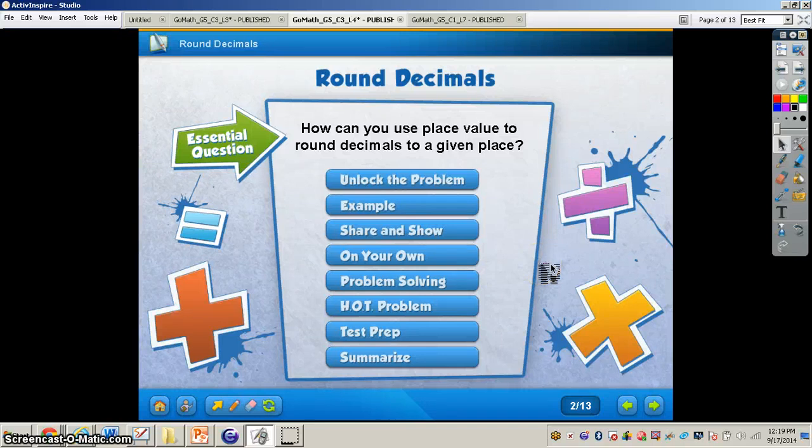In this video, we're going to be taking a look at rounding decimals. Now, the essential question that we're going to be taking a look at is how can you use place value to round decimals to a given place?